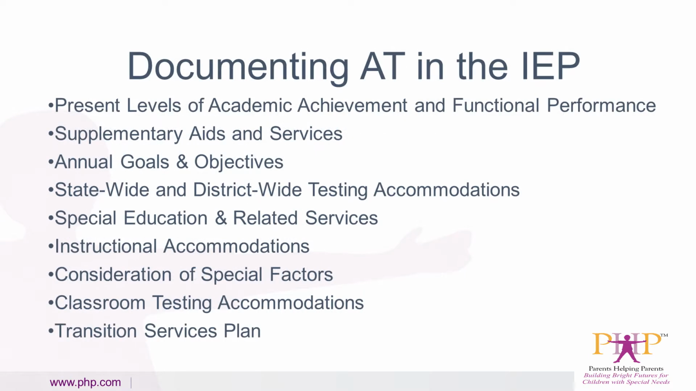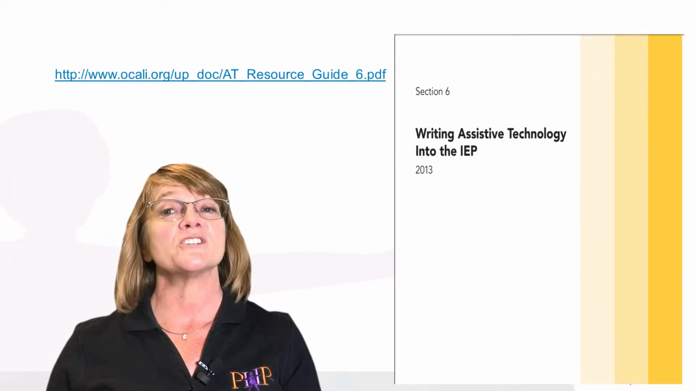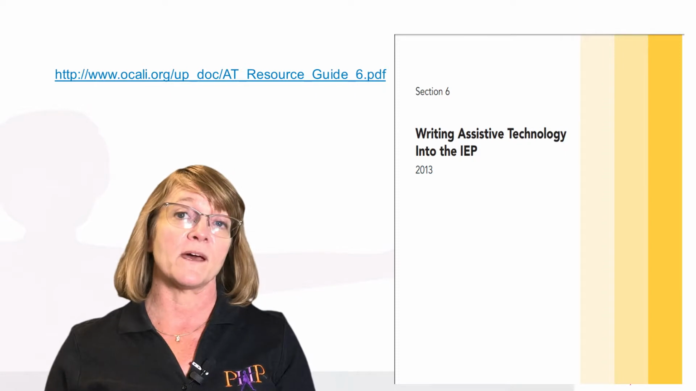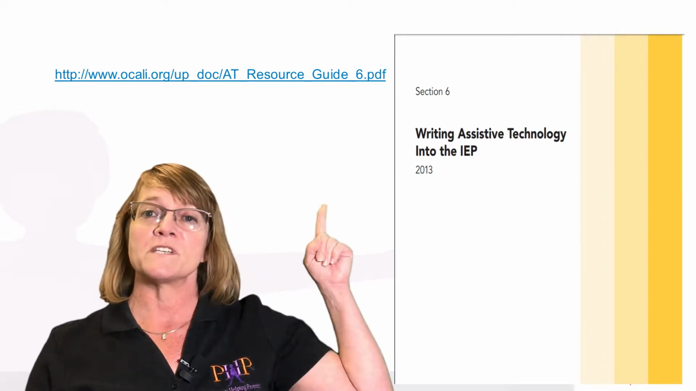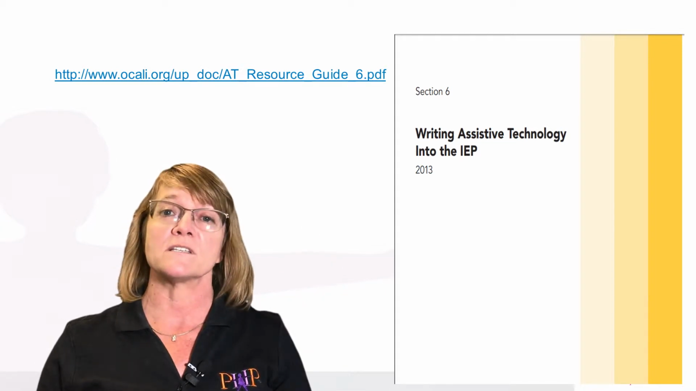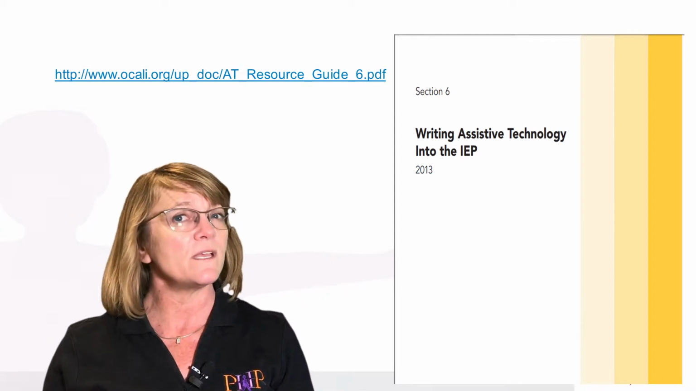There are also many other areas on the IEP where assistive technology can be included. For more information on where AT can be documented on the IEP and some great examples, visit the Ocali website provided and look through Section 6, Writing AT into the IEP.